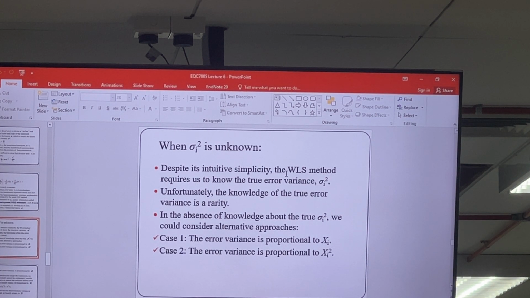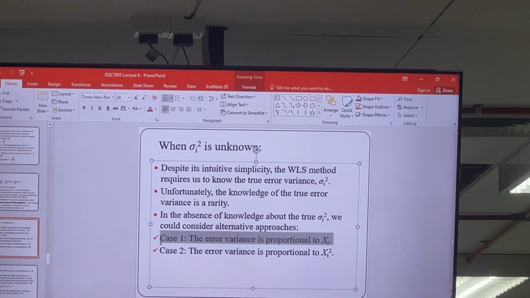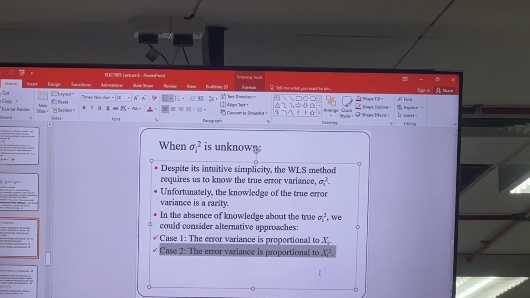So here we have two different cases. The first one: the error variance is proportional to x. As I mentioned before, the first two tests, the Breusch-Pagan-Godfrey test, is the best to detect the error variance proportional to x, which depends on the value of x. The second case, as in the test just now, is proportional to x squared. So if the error variance is proportional to the square of x, we have a different way of transforming the equation in order to make the new error term have a constant error variance.